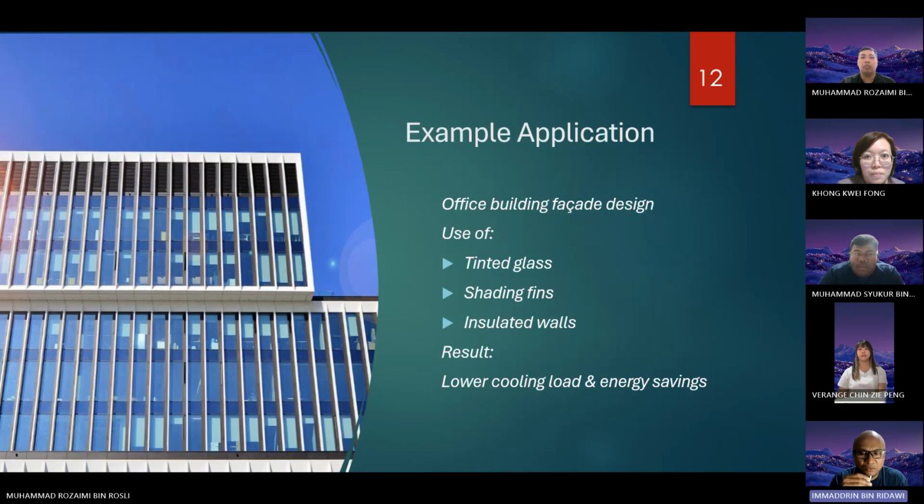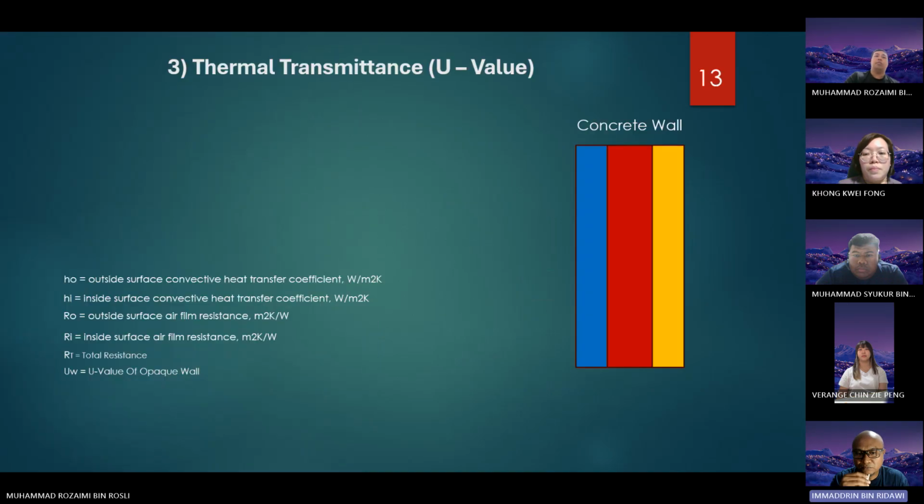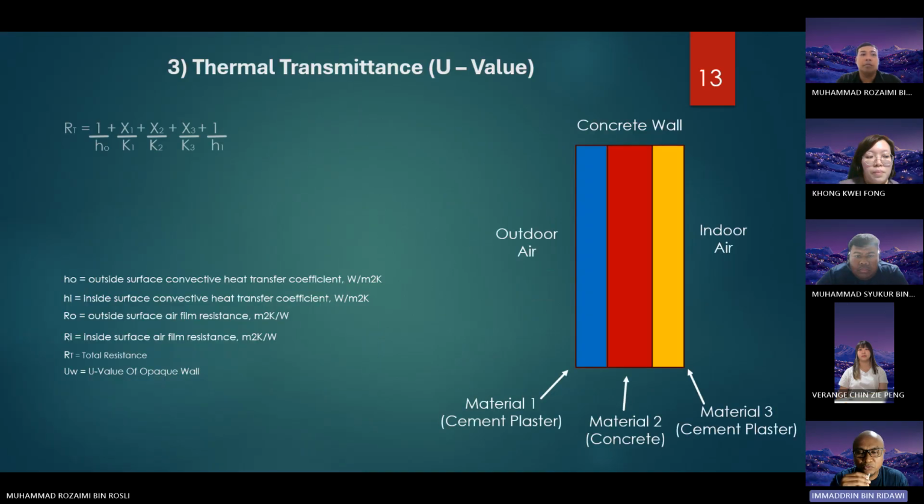An example application of this shading is widely used in HDB blocks and also in office building facades, as you see in the picture below. They use tinted glass and shading films. As a result, there is lower cooling load and also energy saving. Next.